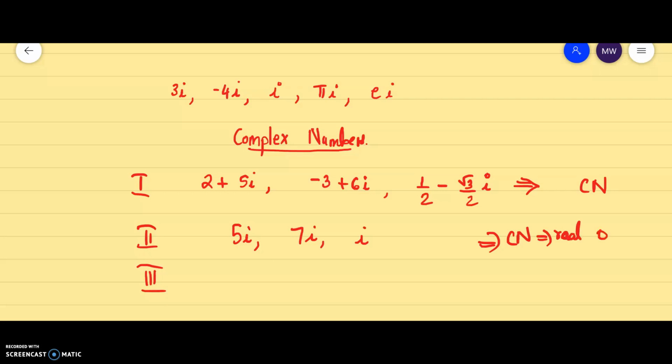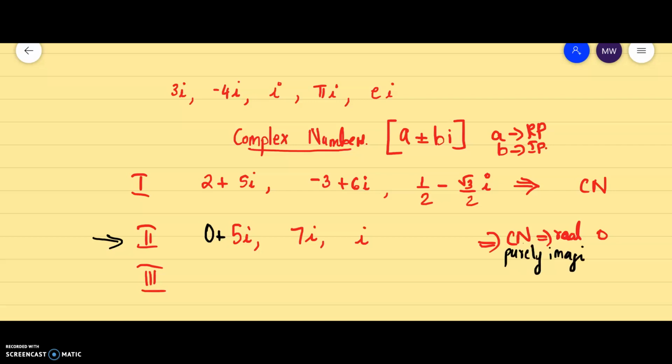So if I generally say complex numbers are of the form a plus or minus bi, a gives you the real part and b gives you the imaginary part of the complex number. Well, these do not have a real part, so you can think of this as 0 plus 5i. If I just give you 5i, it just means 0 plus 5i. So the real part here is 0. So the second type is when they're purely imaginary, they're complex numbers as well as purely imaginary. The real part is 0.